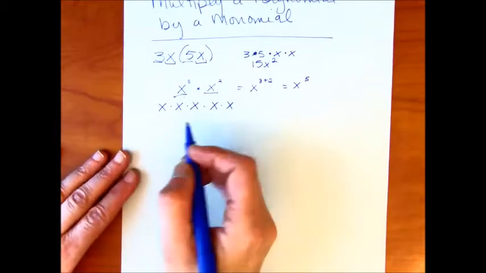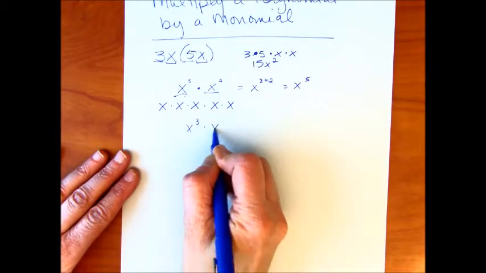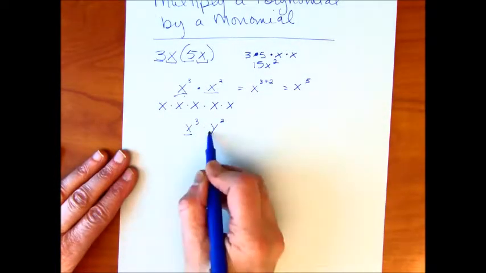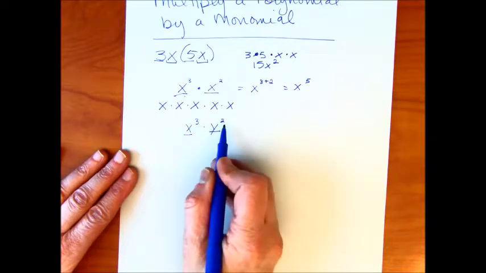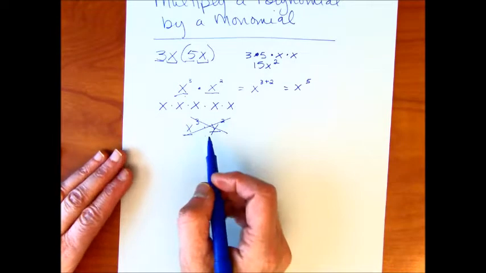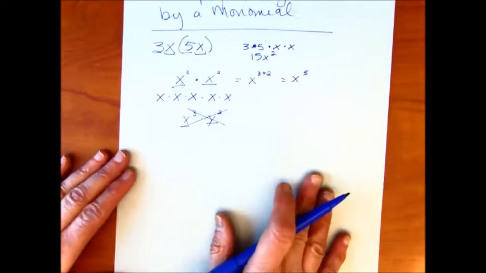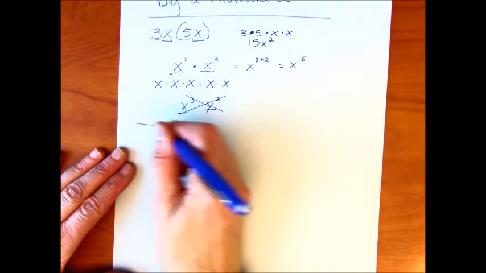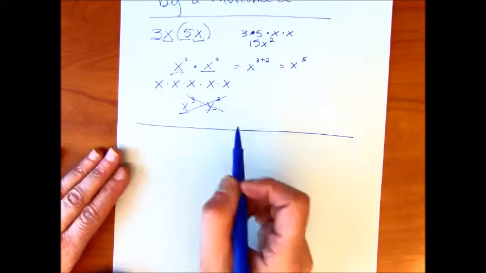Now, we can't do it if, say, this were x cubed times y to the second power. These variables here are not the same, and so we can't just add the exponents. Okay, so that would not work. Now, we can have a problem with an x and y, but we just can't combine them any further. So let's go through a couple more examples, and we're going to be doing this little trick here.